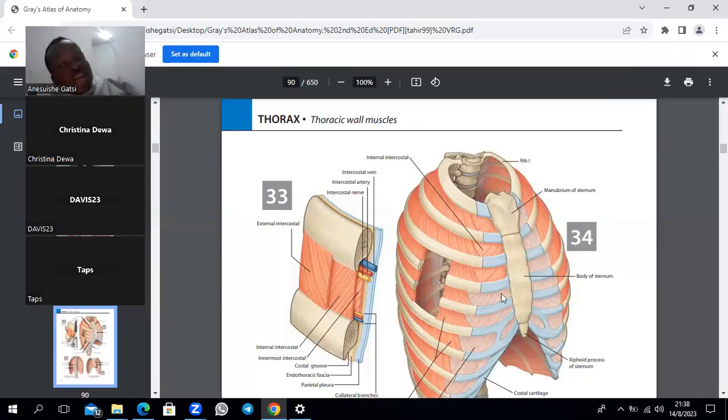Then the joint between the costal cartilage and the sternum, right? These are now movable joints, and we call them chondrosternal. These are now synovial joints, right? Except the first one here, which also doesn't move. It's a primary cartilaginous joint. You better understand that when you do mechanics of breathing, right?